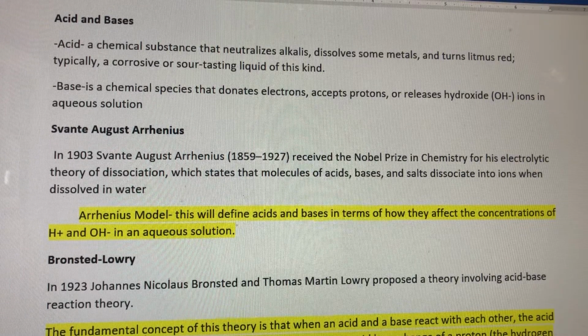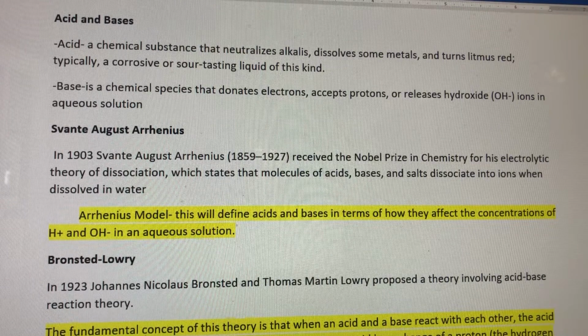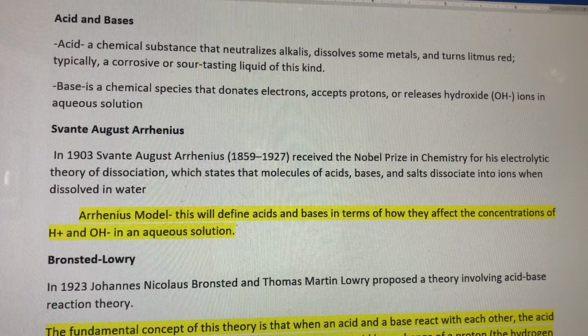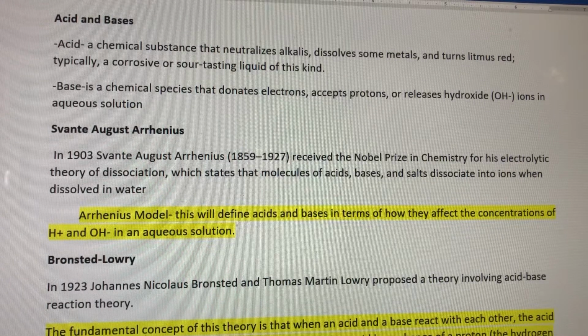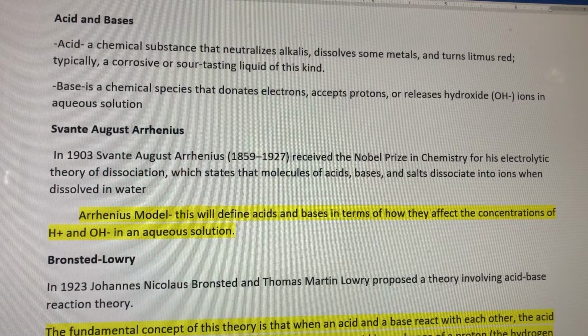And so, like I said, we covered the Arrhenius model. This will define acids and bases in terms of how they affect the concentrations of hydrogen and hydroxide ions in an aqueous solution. So you're going to be seeing those two symbols a lot over the exam 3 material, so just make note of that.